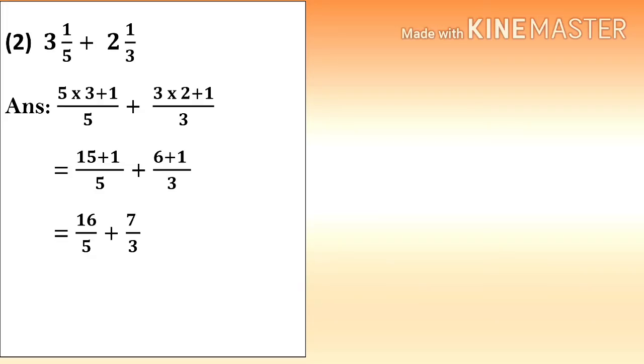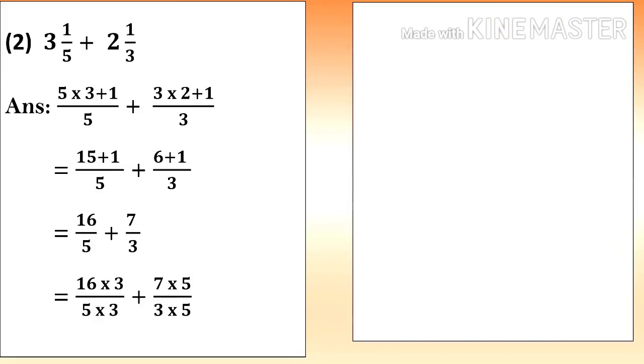So what we will do? Cross multiplication. 16/5 will be multiplied by 3, and 7/3 will be multiplied by 5. So 16 times 3 is how much, student? 48. 5 times 3 is 15. 7 times 5 is 35. 3 times 5 is 15.